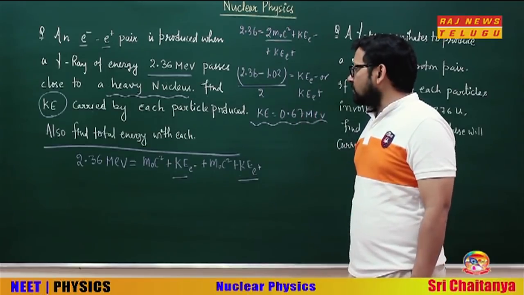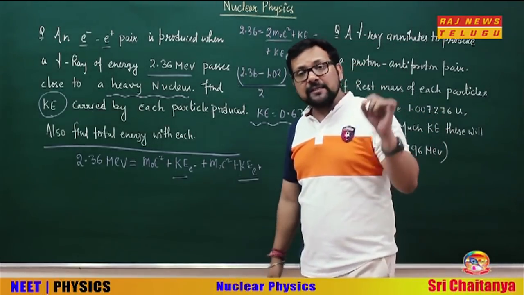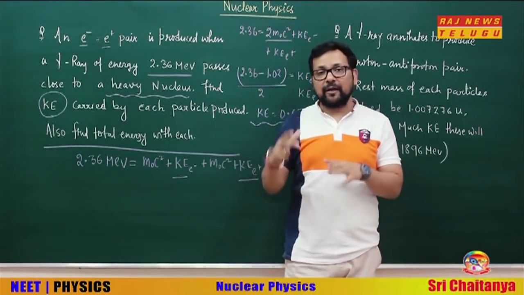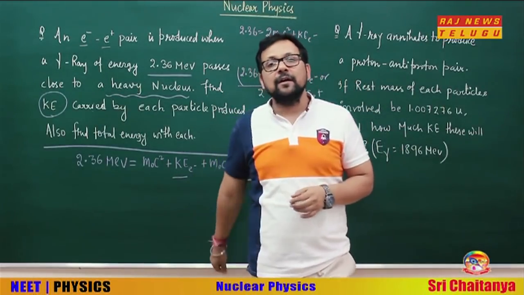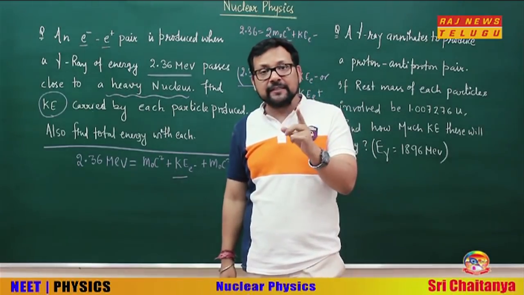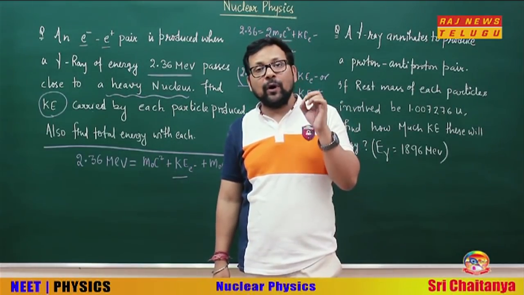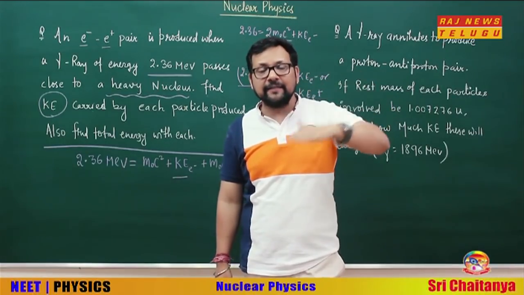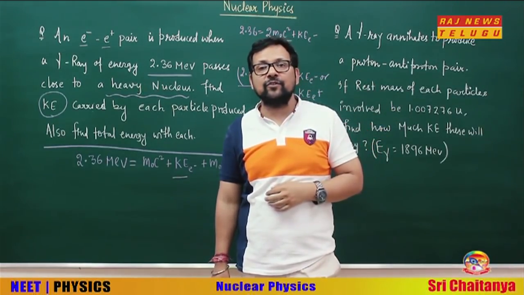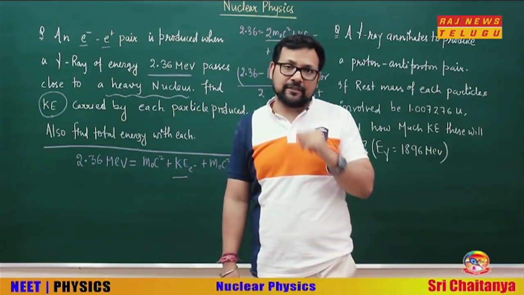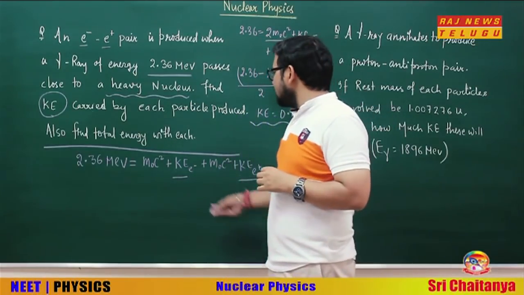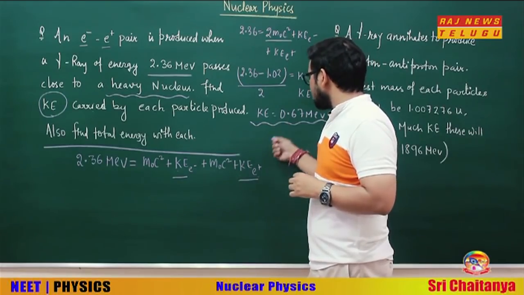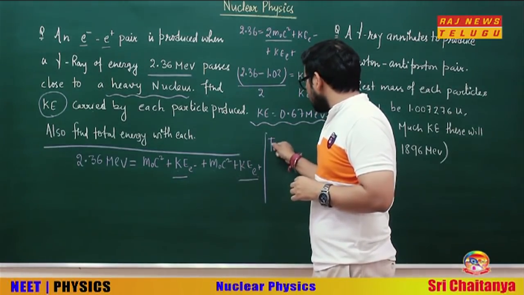Again, the question is asking you the total energy. Now this is for you to get clear. In pair production, there are two energies. One energy is there for the kinetic energy, and the second energy is there for the mass energy. So mass energy and kinetic energy, these are the energies. Kinetic energy is this. What will be the total energy?